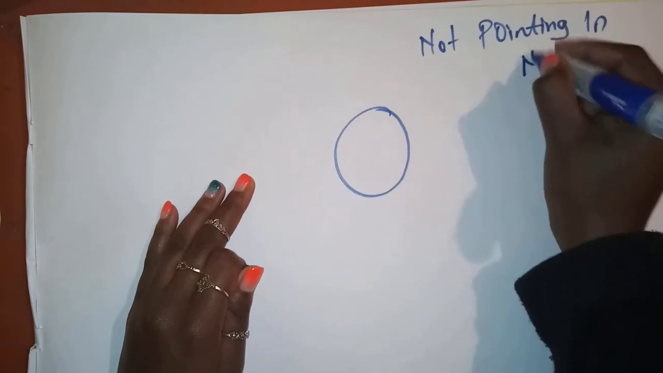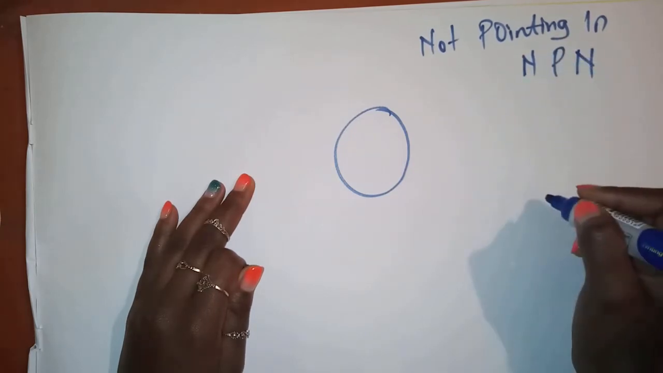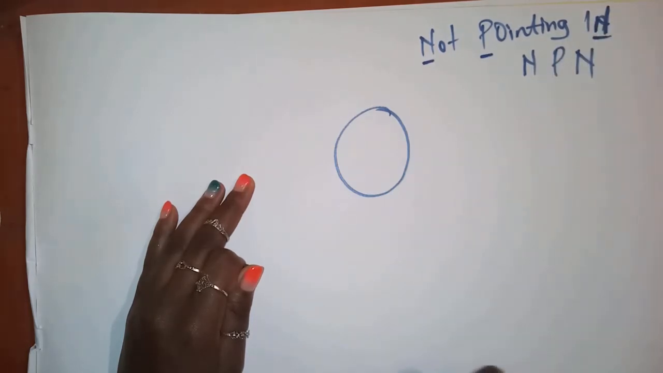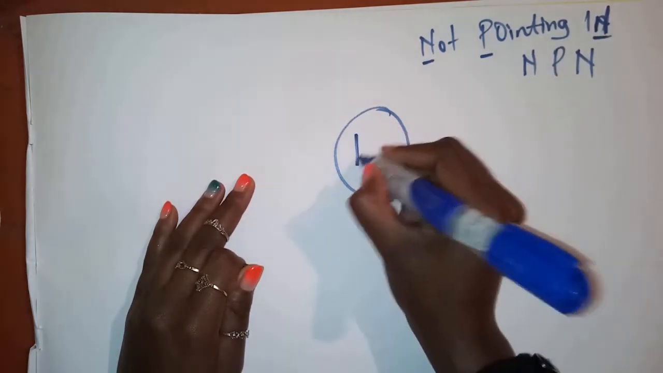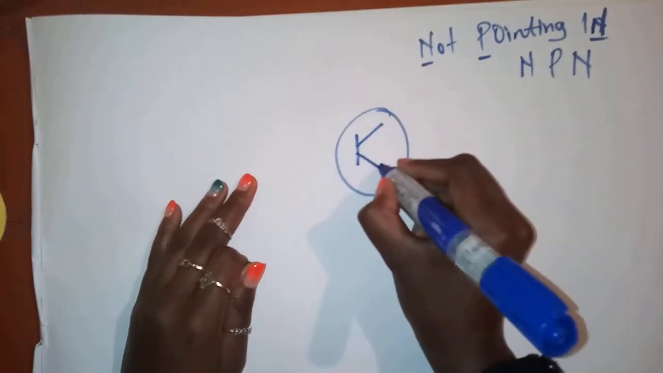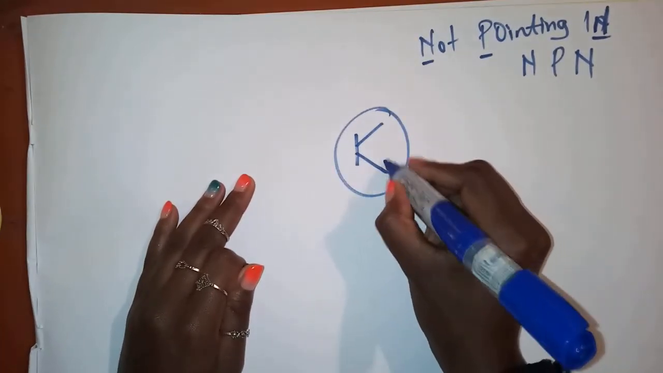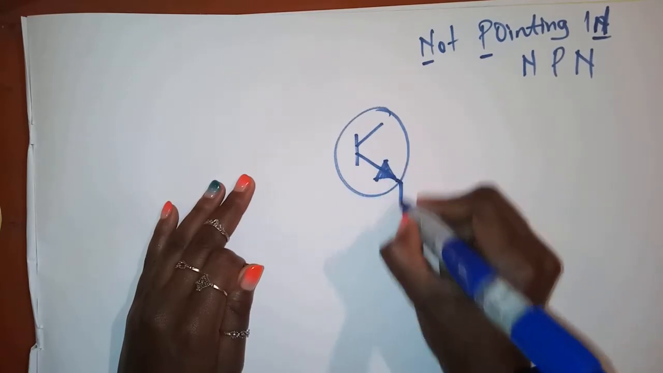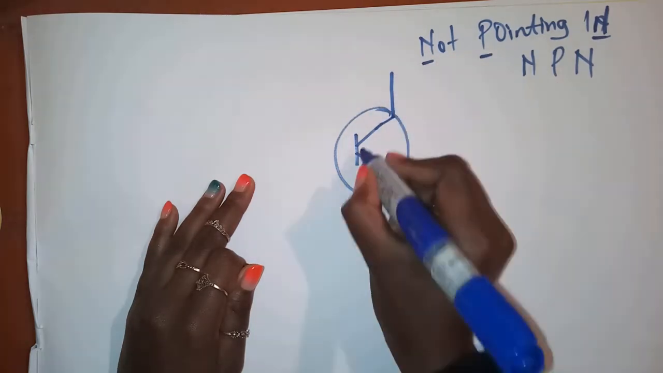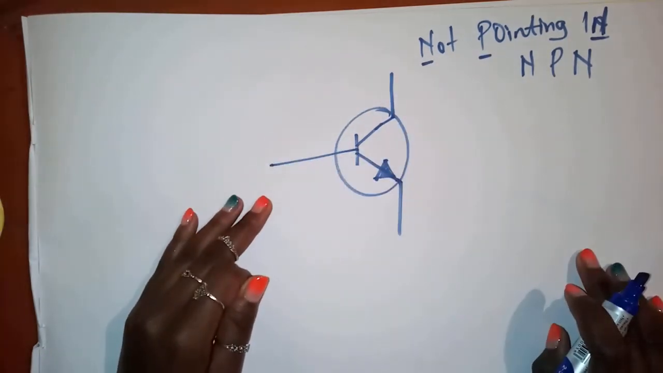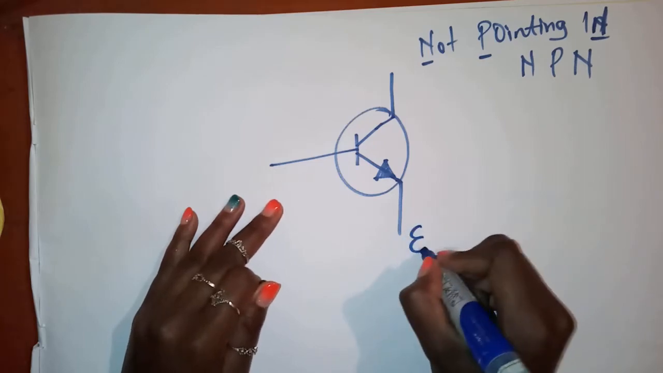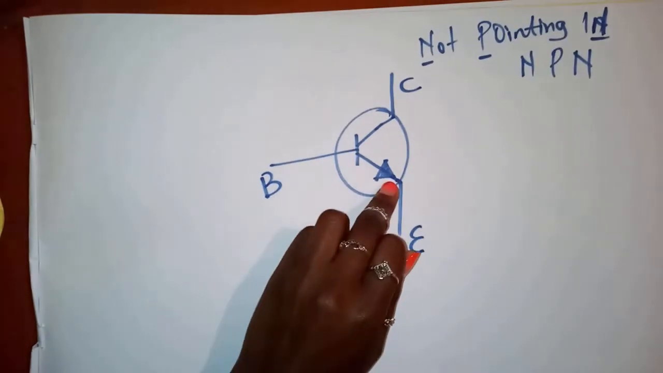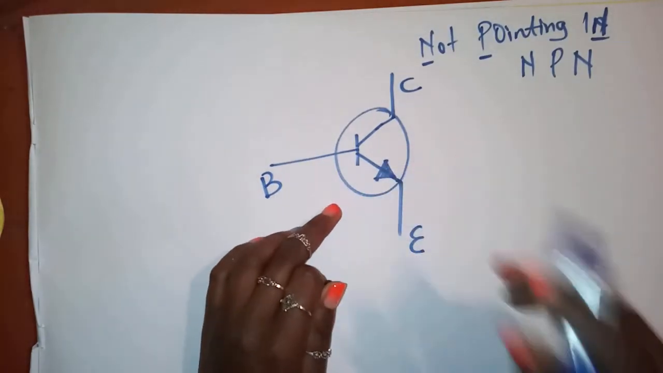In NPN, okay? Let me even put it that way. So we have that, and since we've said not pointing in, emitter, collector, base, not pointing in. PNP would be pointing inwards.